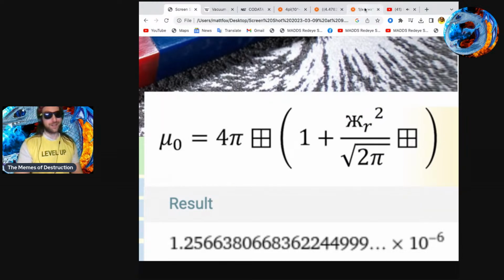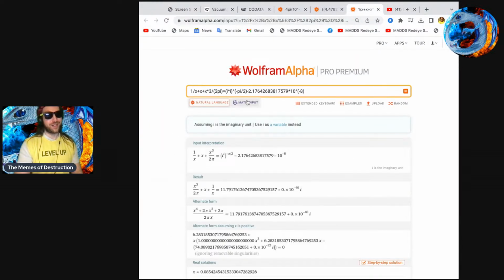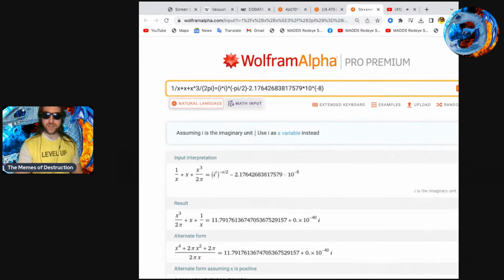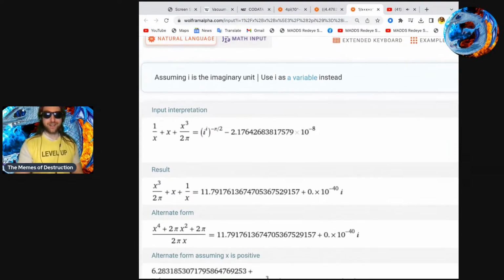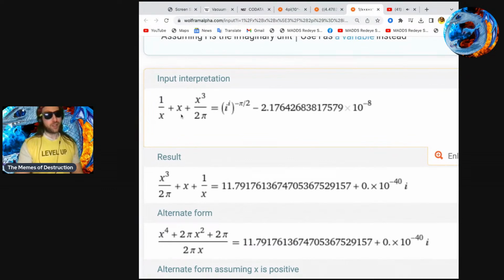So we go to our friend, the hyperbolic vortex equation here. Links are in the description. Okay, so we got our standard 1 over x plus x cubed divided by 2 pi. And we set that equal to i raised to the i, and that's raised to the negative pi divided by 2. And we need a lambda here. What's our deviation? We subtract out the Planck mass boundary.